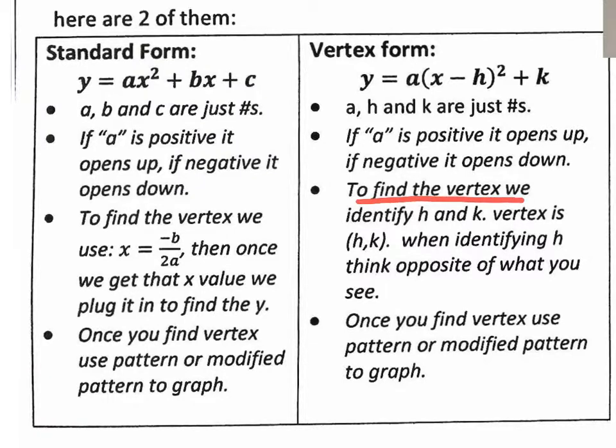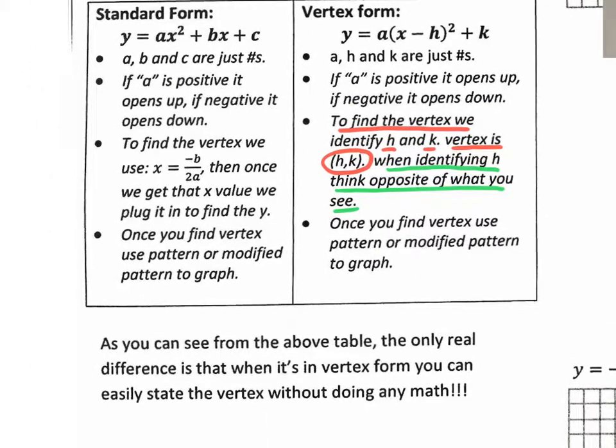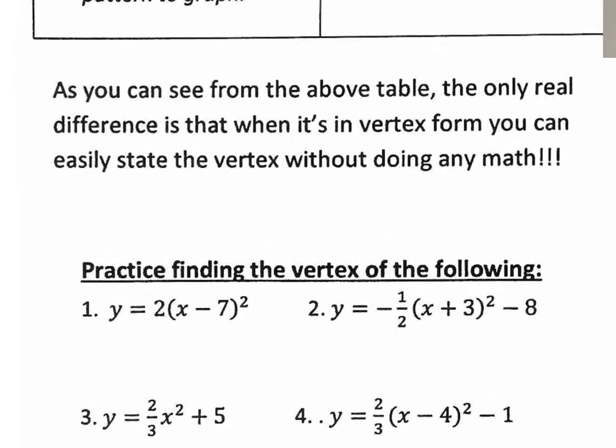To find the vertex, identify H and K, and the vertex is this coordinate, H comma K. All right? Now here's the important part. When identifying H, think opposite of what you see. When identifying H, think opposite of what you see. Once you find the vertex, of course, you use an XY table or the pattern to graph it. As you can see from the table above, the only real difference is that when it's in vertex form, you could easily state the vertex without doing any math.